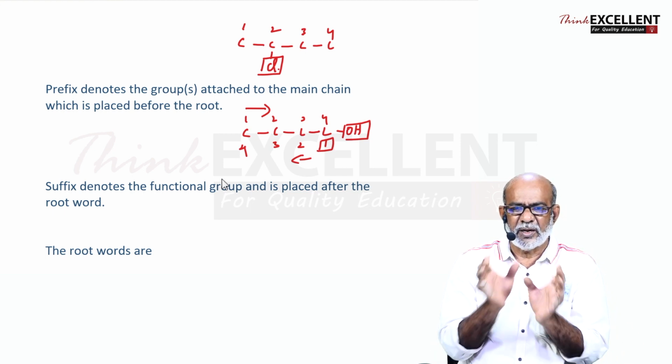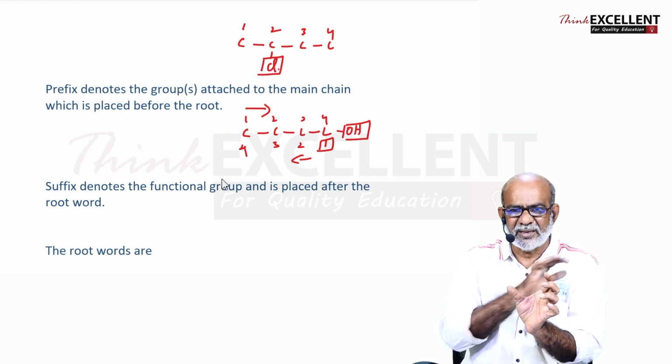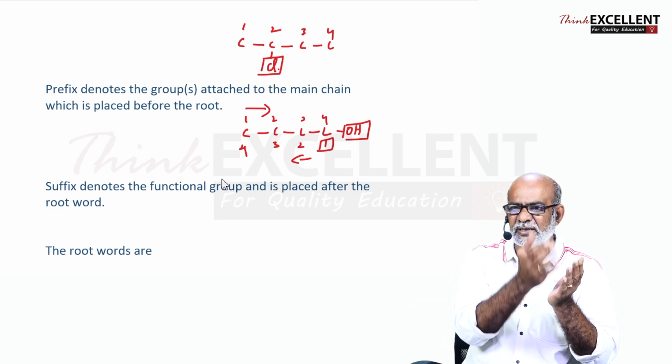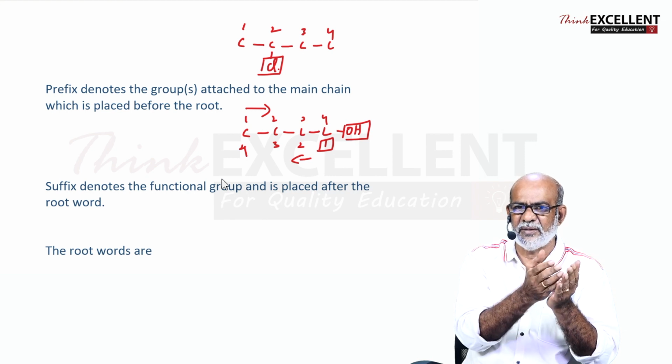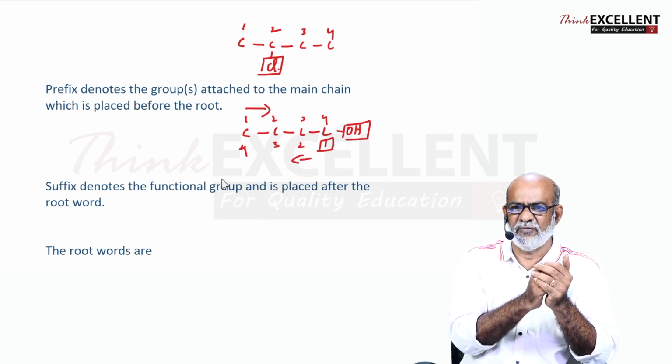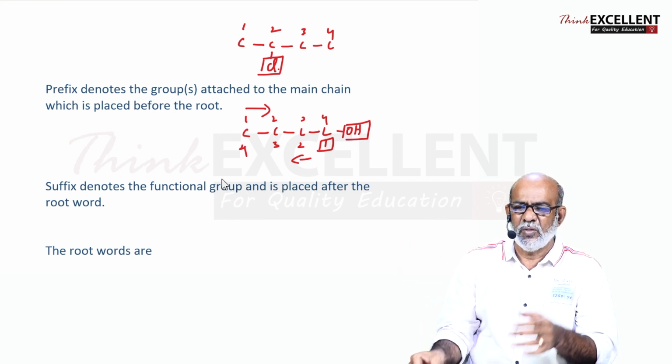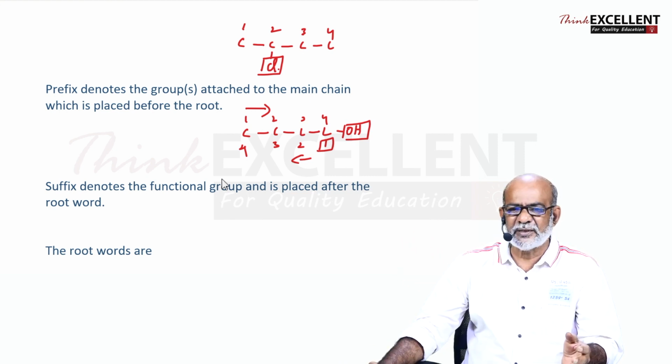So the root word is the longest continuous chain of carbon. The prefix is whatever substituent is present, that is, the branches. The functional group is called the suffix. Now, how do we find the root word? It depends upon the number of carbons.